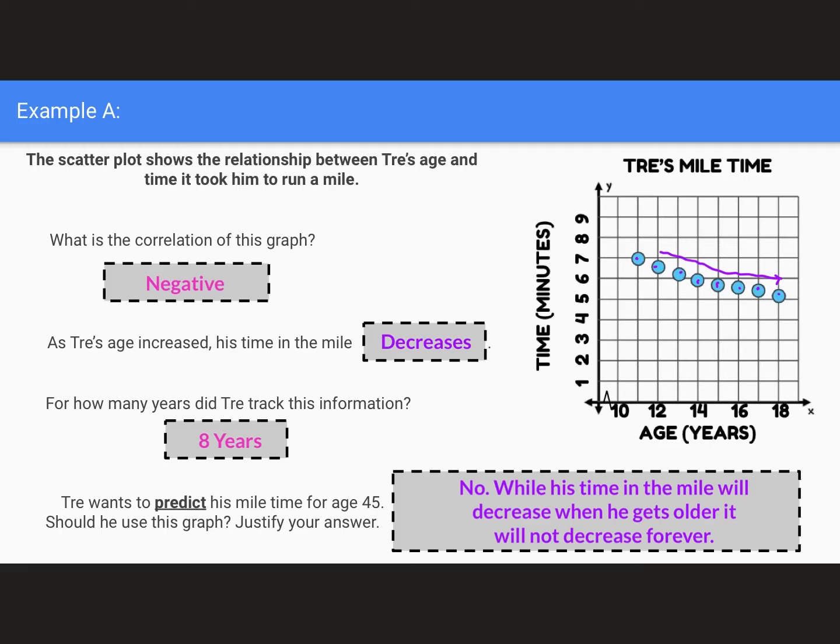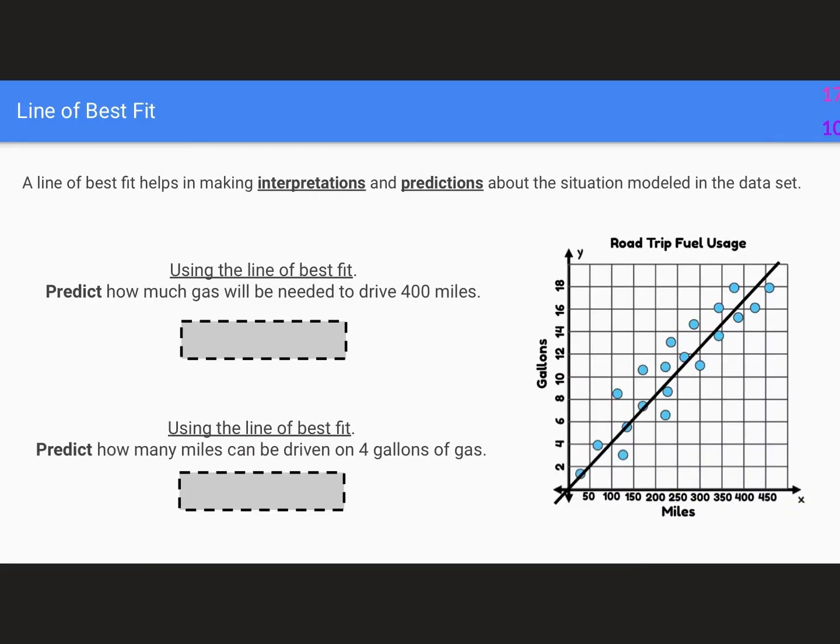Now let's take a look at another tool we can use to help us make predictions. So the tool that we have here is the line of best fit. A line of best fit helps us in making interpretations and predictions about the situation modeled in the set of data. So this is a tool that we can use to make predictions. It doesn't mean that it's going to be 100% accurate. It's just something that we're going to use to help us understand and interpret the data.